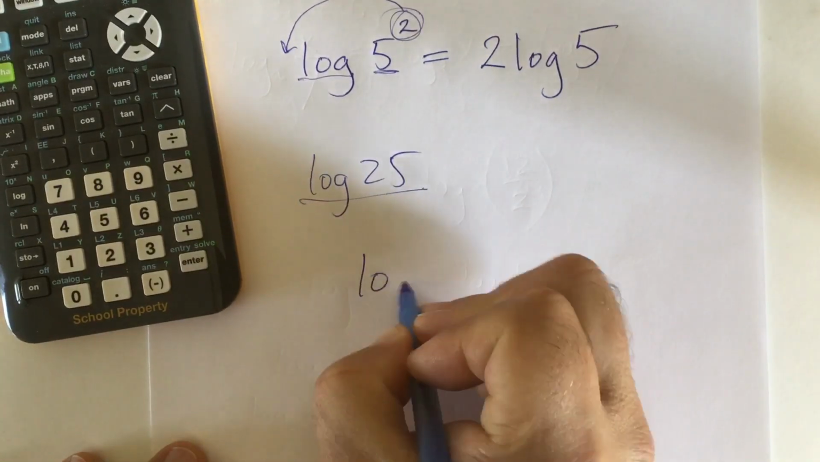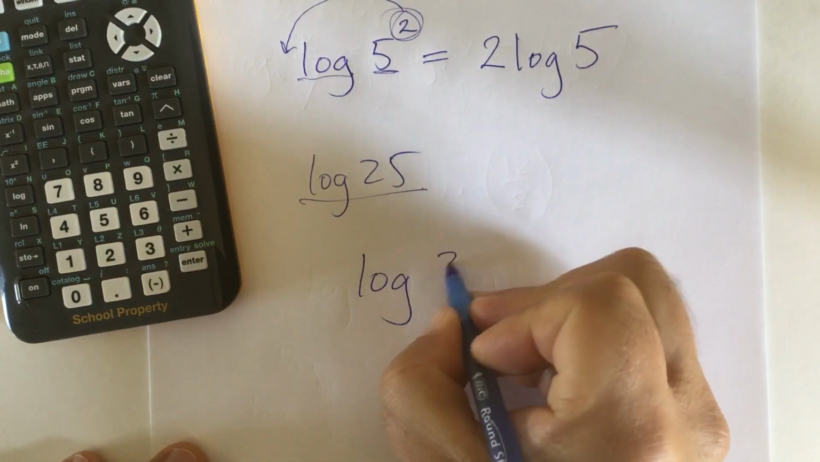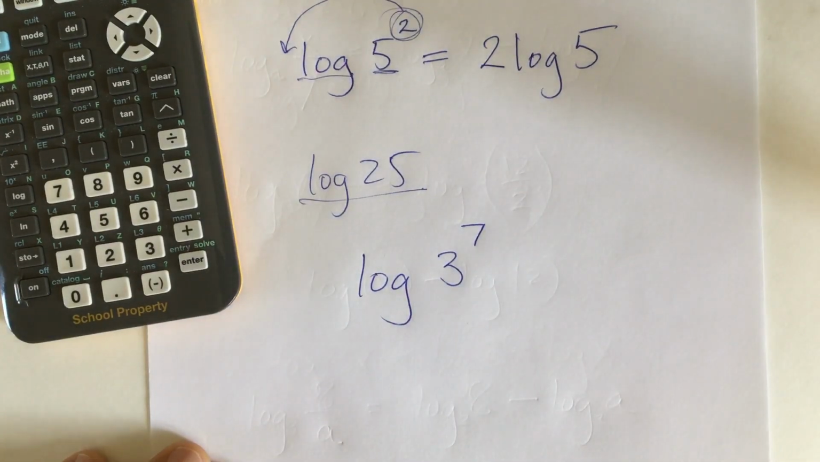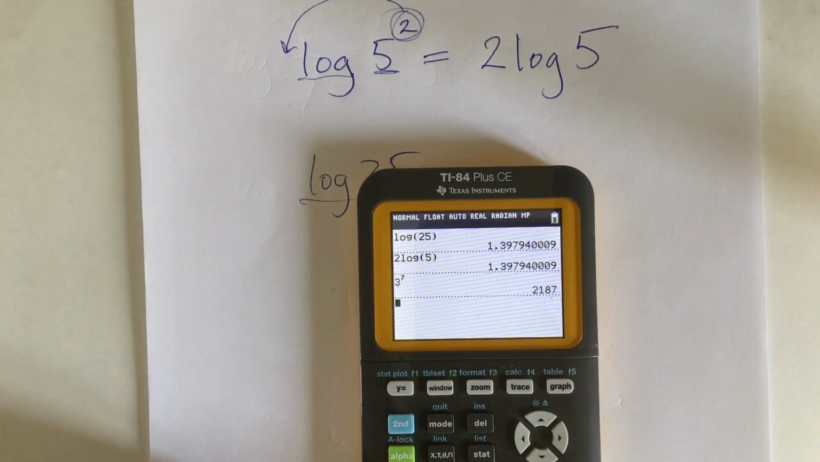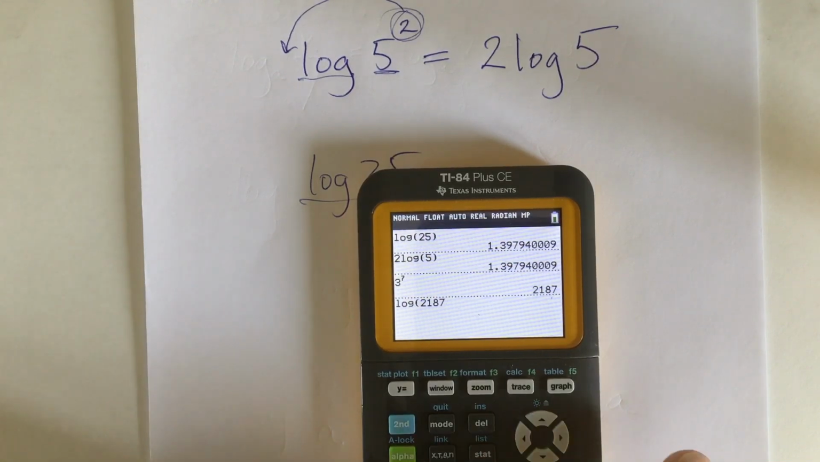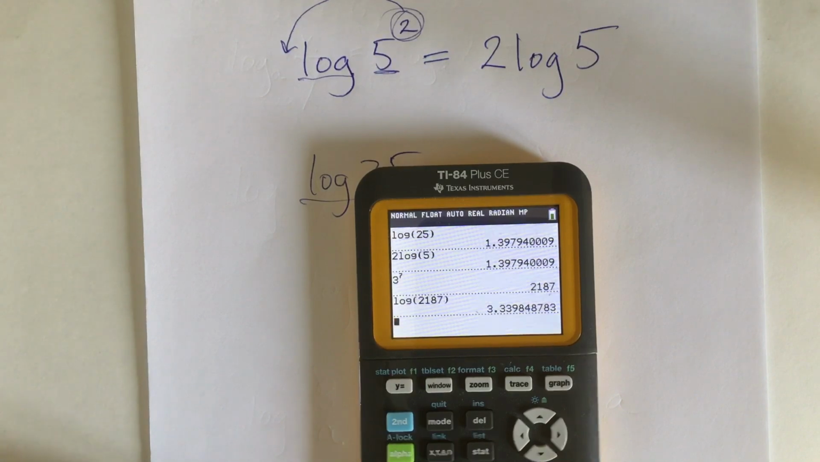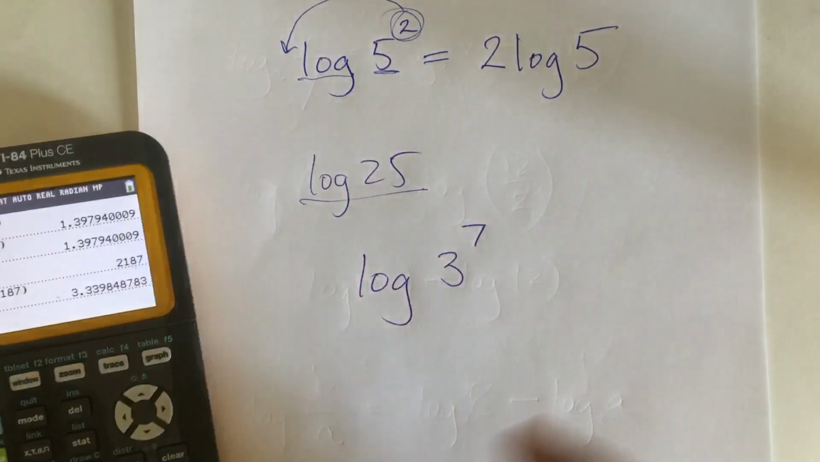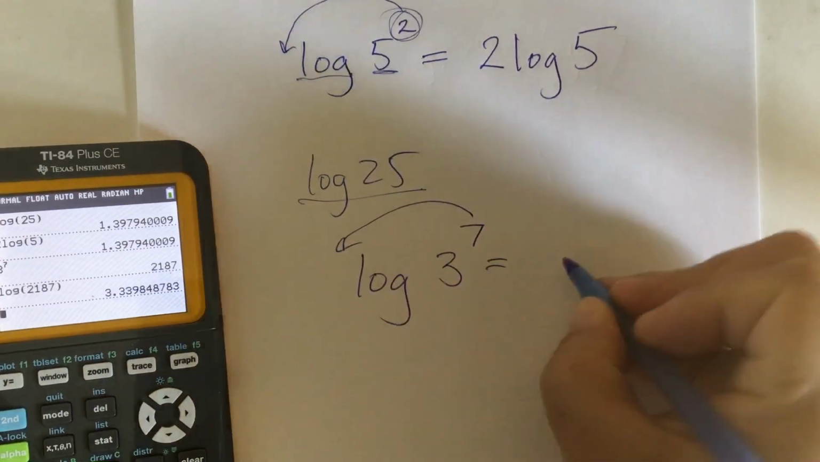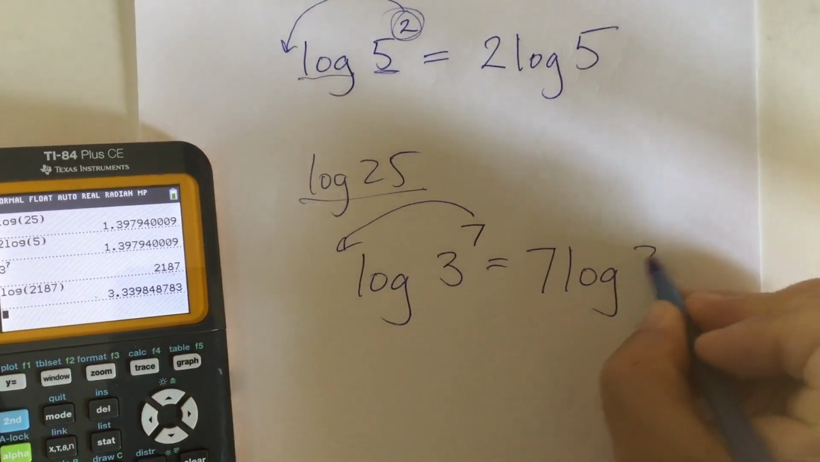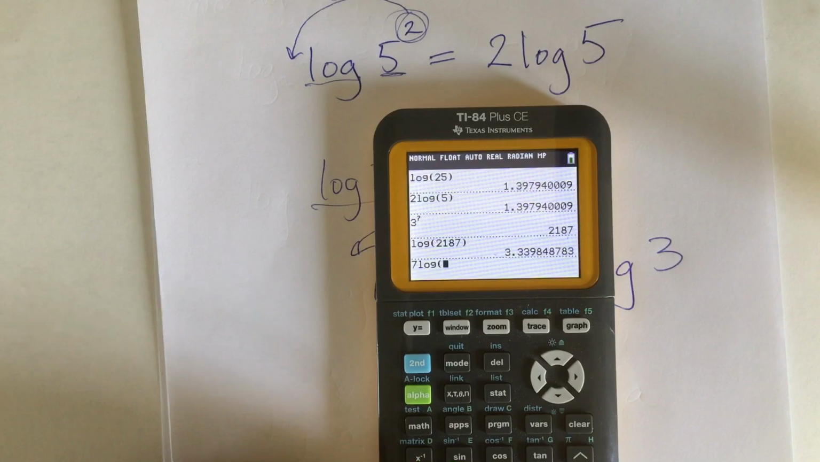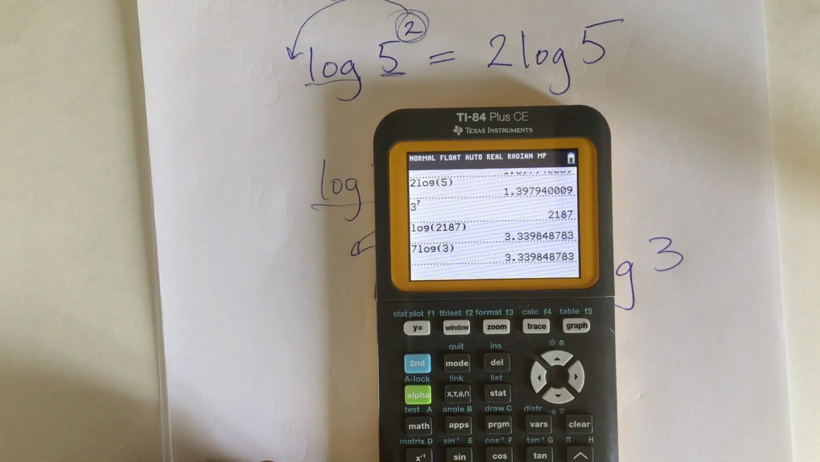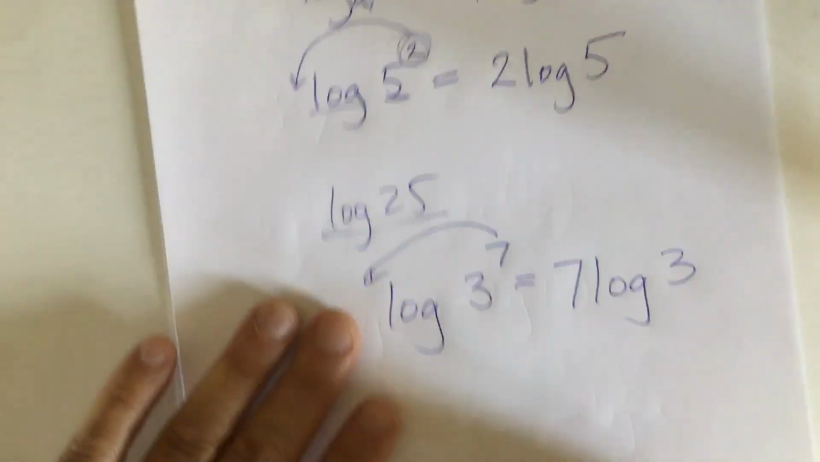Let's try that again. How about if I give you the log of 3 to the 7th power? Well, 3 to the 7th power is a weird number. What's 3 to the 7th? I don't know. 2,187. Okay, so if I did the log of 2,187, I am going to get this weird decimal. But what does that mean? It means if I wanted to, I could punch this into my calculator like this: 7 times the log of 3. And what will I get? That guy again. This is called the power rule.